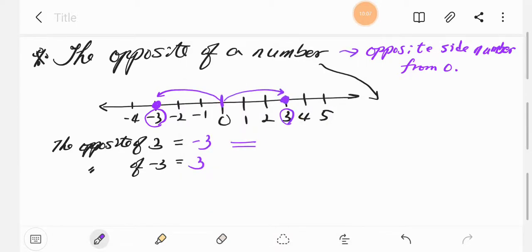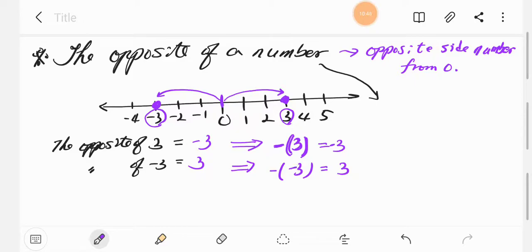Or you can write it like this. How do you change the sign? You have a number 3. Put the negative sign, so it becomes the opposite. The minus sign means the opposite of this number 3. What's the opposite of 3? Go to the other side, so it becomes negative 3.